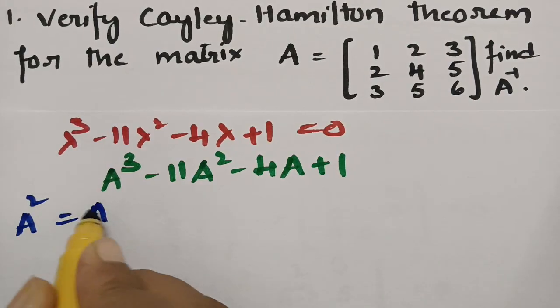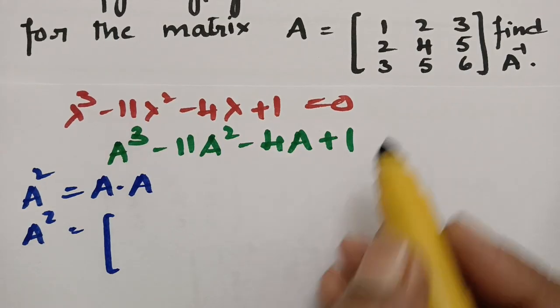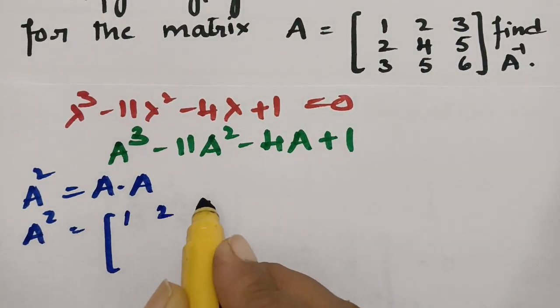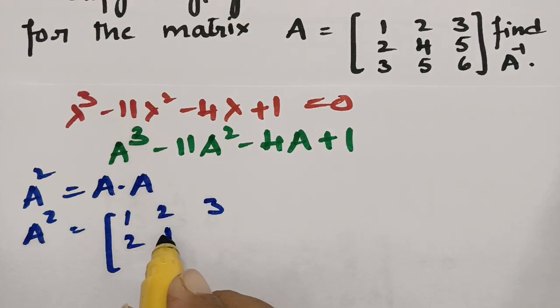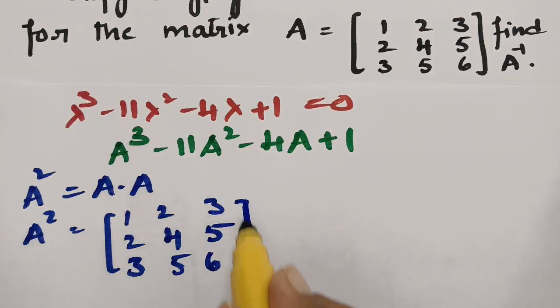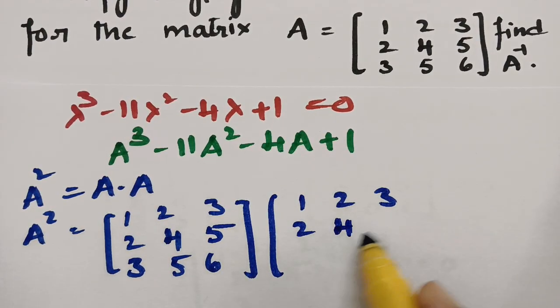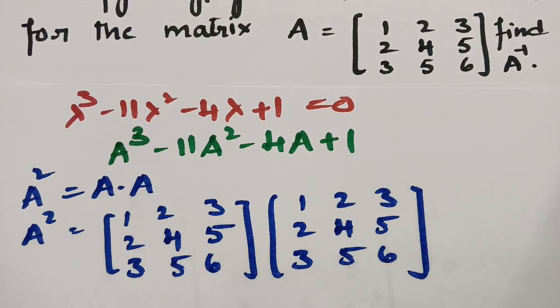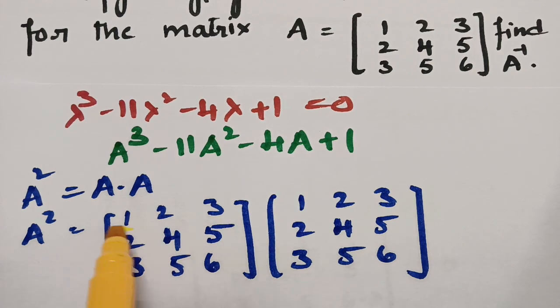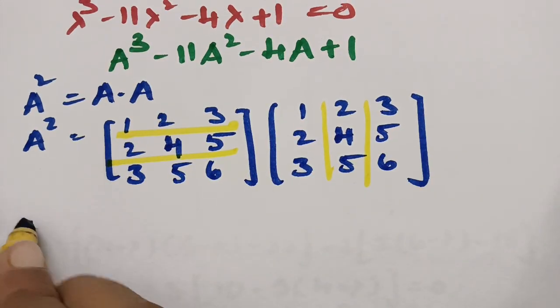So A square will be A into A. So here A square is equal to, what is our A term here? This is 1, 2, 3, 2, 4, 5 and 3, 5, 6. For 2 times I'm going to write 1, 2, 3, 2, 4, 5 and 3, 5, 6. If I want to multiply, see here, these are the sleeping lines and these are the standing lines. I'm going to multiply. Let me show you the multiplication part.